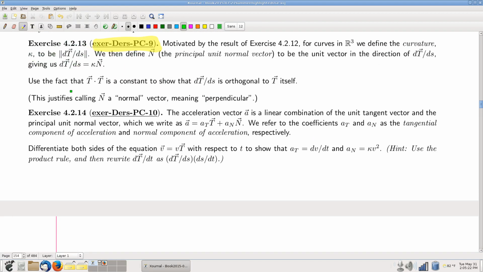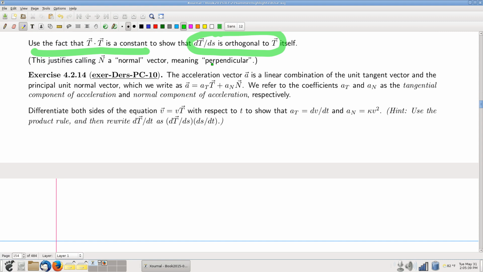Okay, so now here's where the actual question starts. Use the fact that T dot T is a constant, so that's going to be our starting point. And then our goal is to show that dT/ds is orthogonal to T. So, okay, here we go. T dot T is a constant. First of all, is that true?